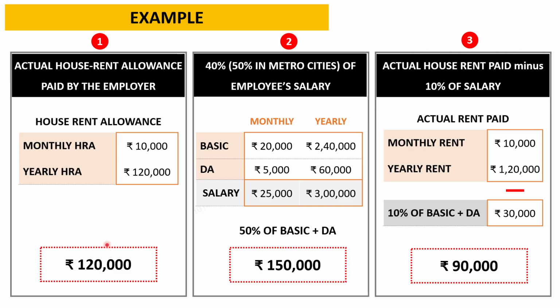Now, if you look at it, the least of these three is 90,000, right? And hence, the HRA exemption for Ganesh is 90,000. Even though he pays 1,20,000 as rent and he earns house rent allowance of 1,20,000 in his salary, the actual HRA exemption will only be 90,000.